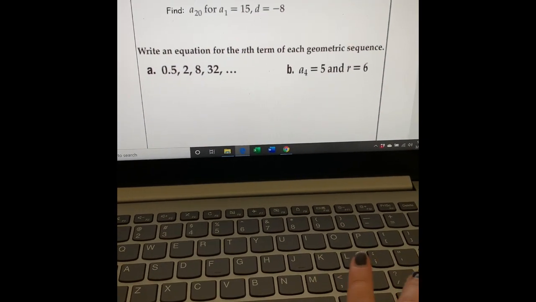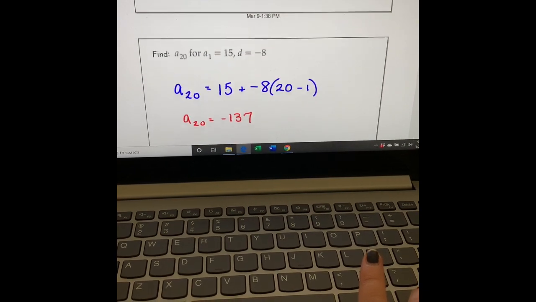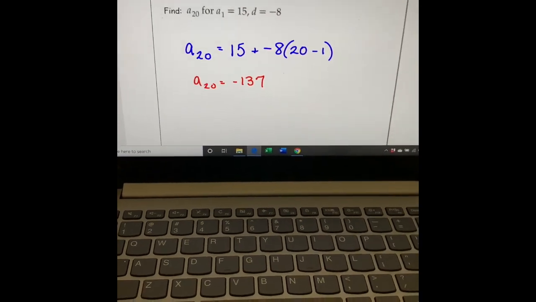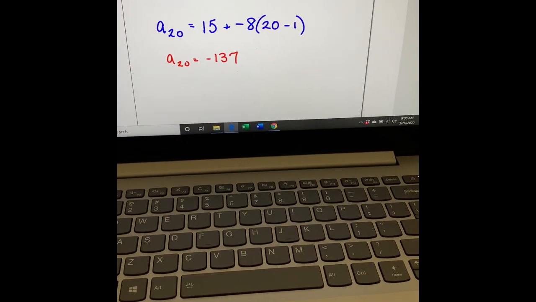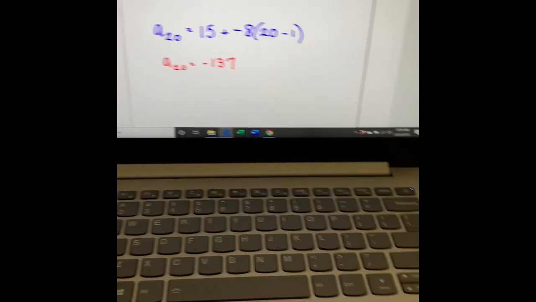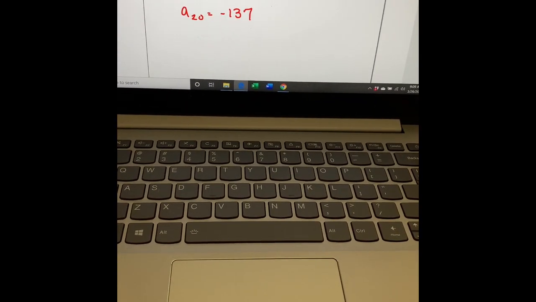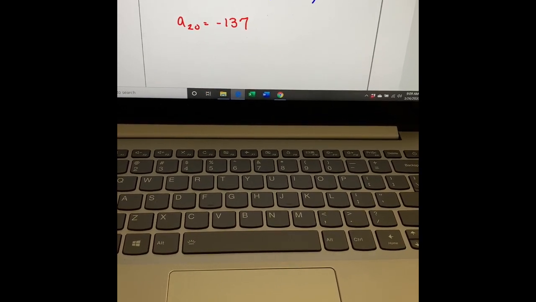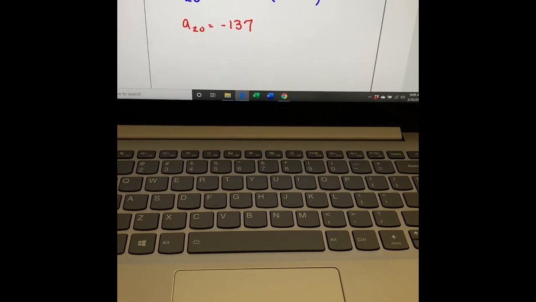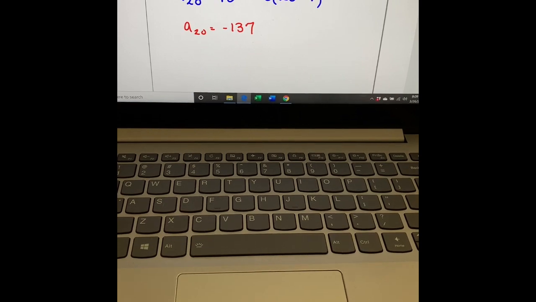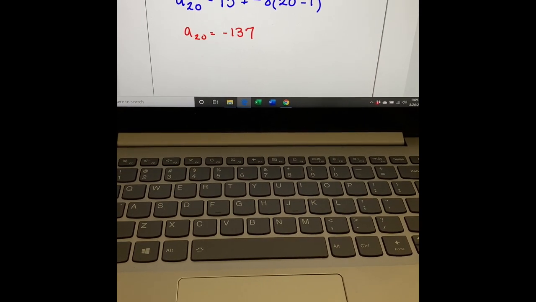Okay. So looking at the first one, we know we're looking for a sub 20, and they tell us a sub 1 is 15, so that means the first term is 15, and d is equal to -8, which means since we have a common difference, that is an arithmetic sequence. So we plug into the arithmetic formula. We've got our a sub 1 is 15, d is -8, and then it's n minus 1. Now, n, remember, is the number of terms. We're looking for a sub 20, which means we want the 20th term, so n is 20. So just plugging that in, we get a sub 20 is -137.